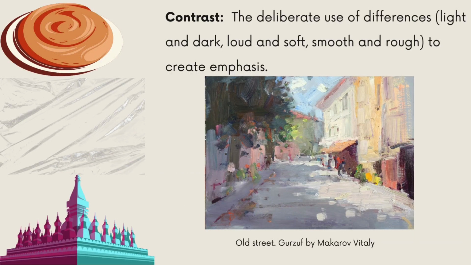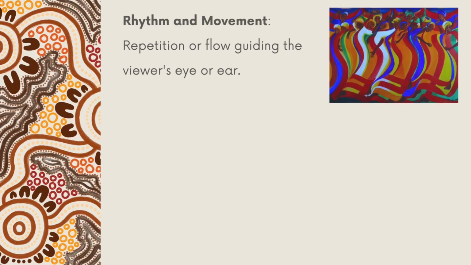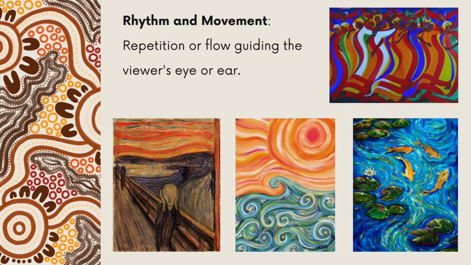The next one is contrast. Contrast highlights differences: light versus dark, soft versus rough, or large versus small. It helps create focus and drama in an artwork. In Makarov Vitalis' Old Street, Gurzov, contrast between light and shadow brings depth and emphasis, making the scene more vivid and realistic.